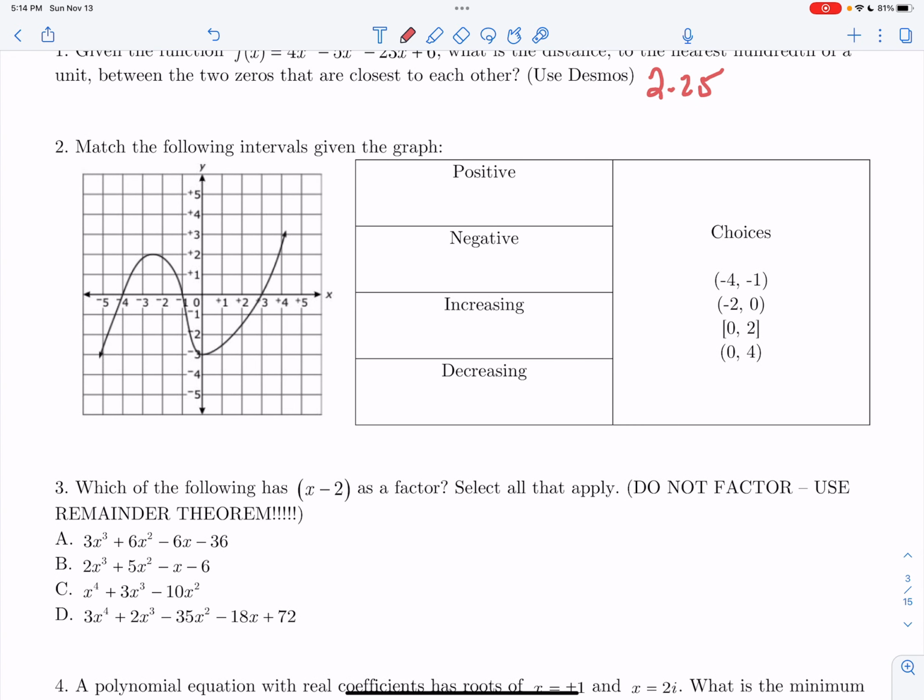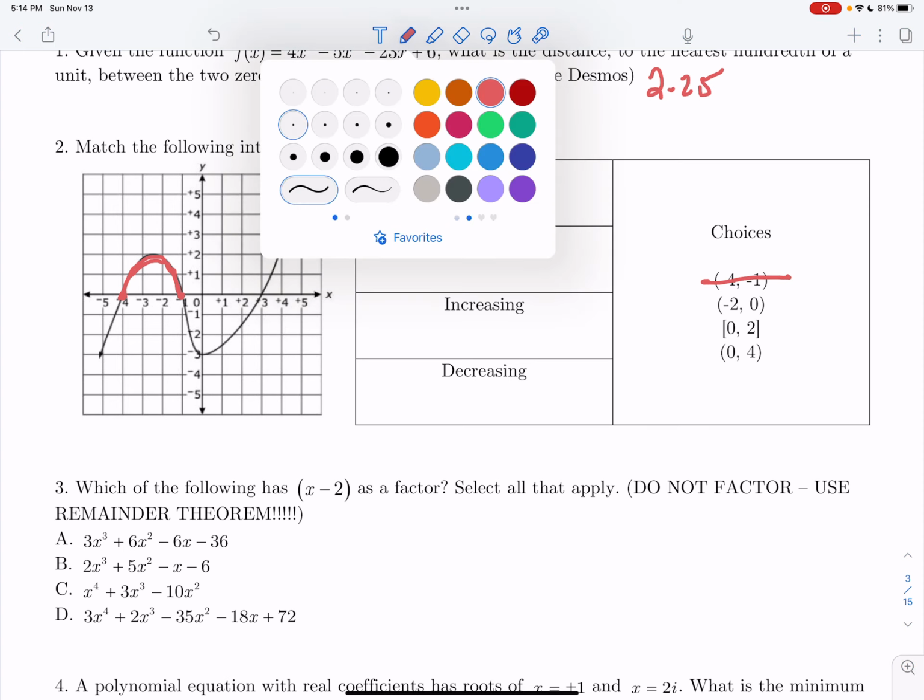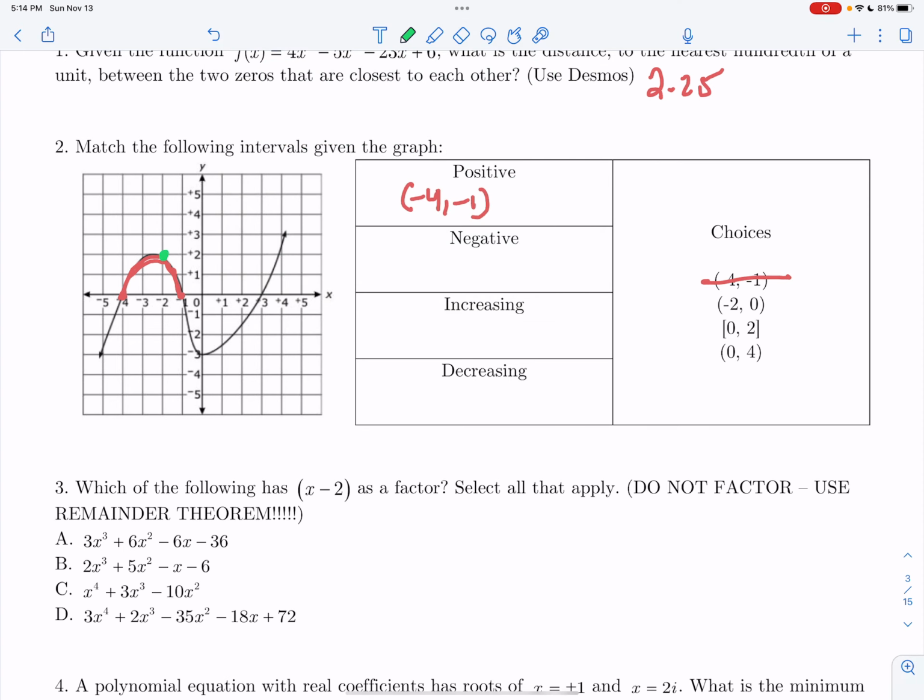Number 2, you're trying to find the intervals that match up with this lovely graph right here. So looking at, let's say, negative 4 to negative 1, I could see that my interval is positive. Looking at negative 2 to 0, I could see that it is decreasing.